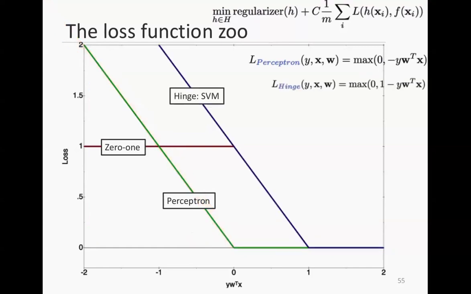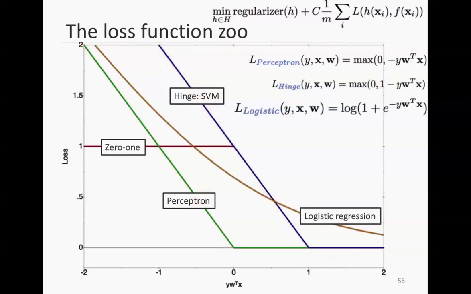Another surrogate is the SVM. SVM and perceptron look awfully similar to each other. Both of them have this sort of a ramp going up. The only difference is for perceptron, the ramp starts at 0. For SVM, it starts at 1. And in the loss expression, that's because SVM has a 1 minus y w transpose x. Essentially, SVM introduces this margin here. It's not enough for y w transpose x to be positive for there to be no loss. y w transpose x has to be more than 1 for there to be no loss.